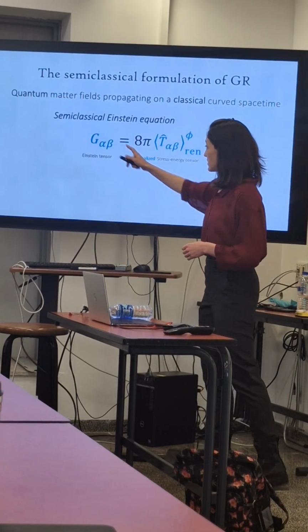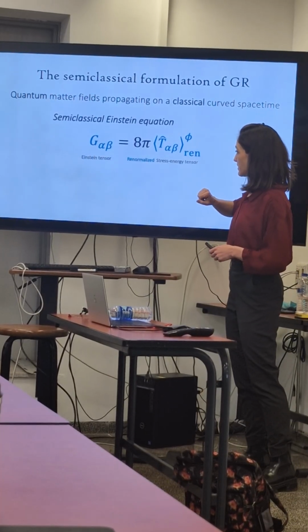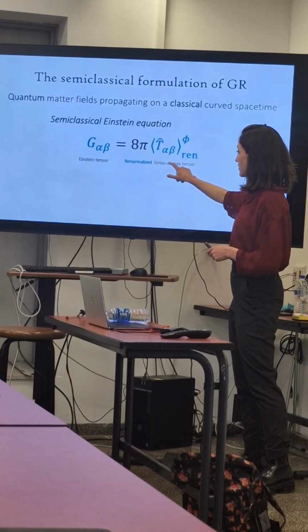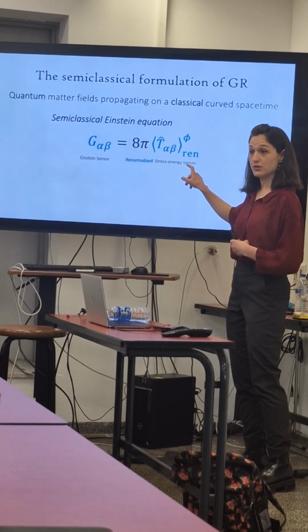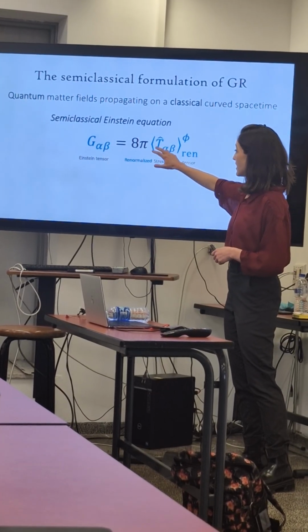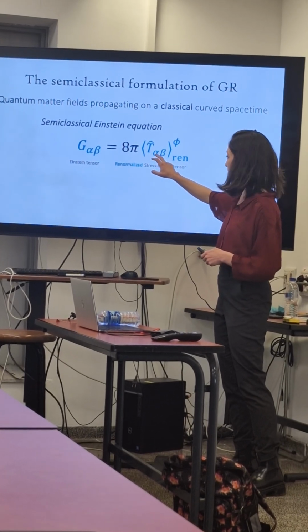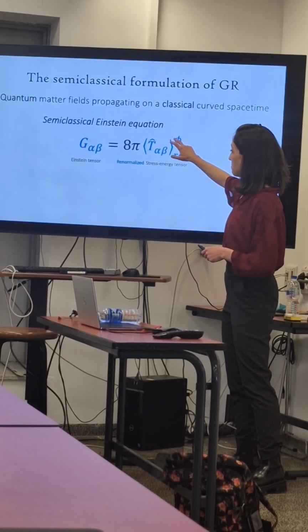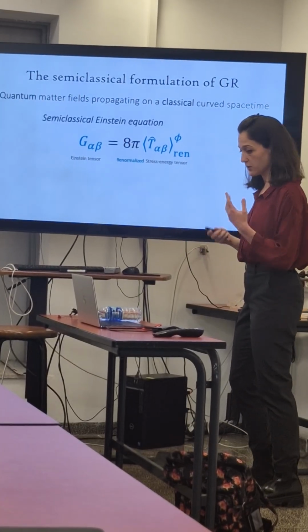So that brings us to the semi-classical Einstein equation, where the right-hand side, instead of the classical stress energy tensor, we now have the renormalized stress energy tensor. And so this is the expectation value of the stress energy tensor, which is now a quantum operator, in some quantum field, and we need to renormalize it because it's formally divergent.